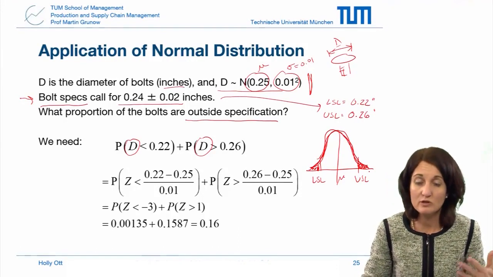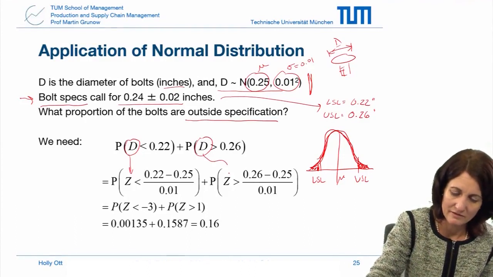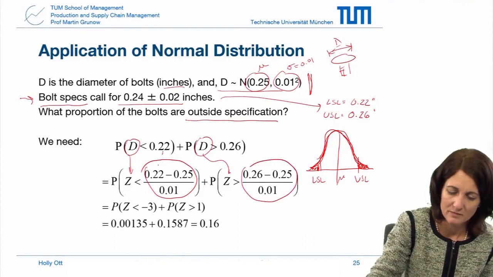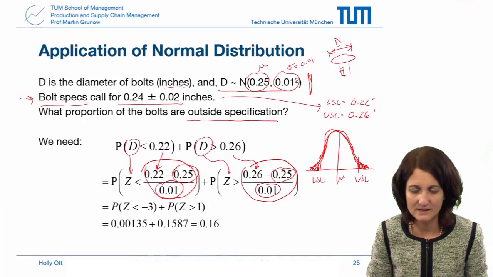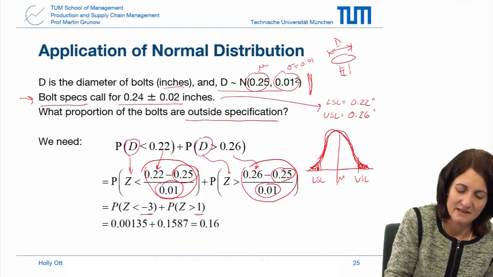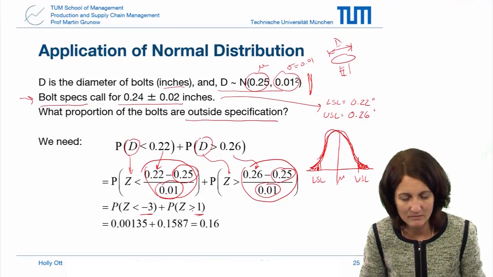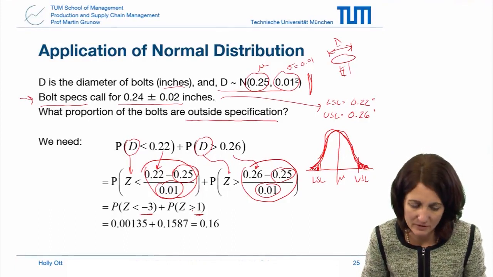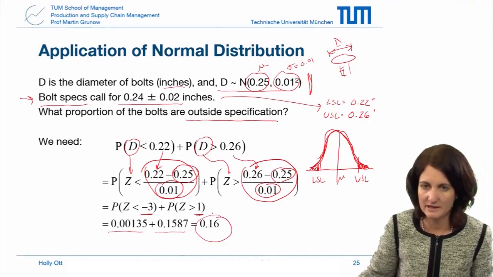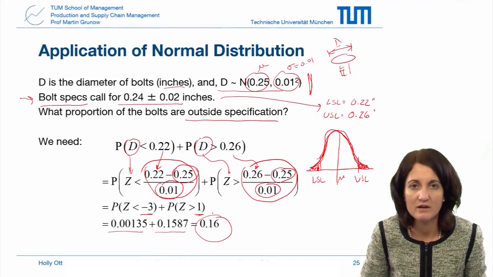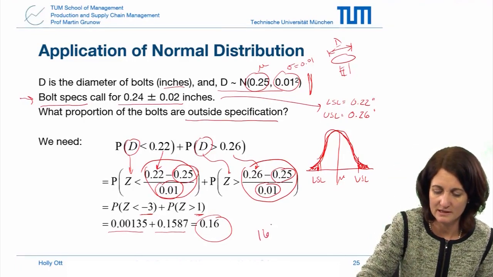So now to use our table, we have to do our transformation. Instead of d, we're going to look for z, and we're going to transform the 0.22 and the 0.26 by subtracting the mean and dividing by the standard deviation. Now if we do that, because this is a convenient problem, we find the proportion of the population less than -3 and the proportion greater than 1. Go to our tables, look at our tables, and we get the following values, and this shows us that 16% of our bolts are outside specifications. Let me write that down. 16% of the bolts are outside specification.